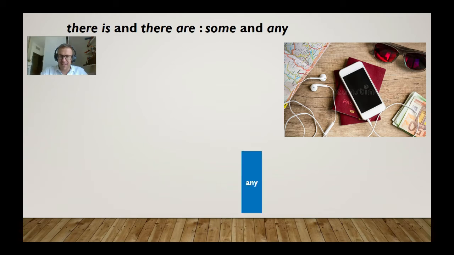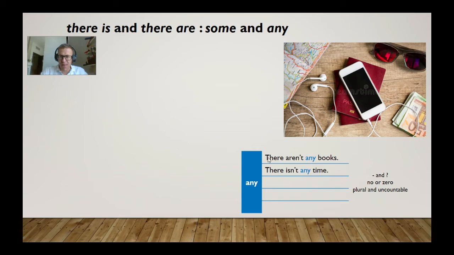Let's look at any. We use any for negatives and questions. So when it's not, no, or zero amount, and we use it for plural and uncountable as well. There aren't any books. There are no books on this table. There isn't any time. Time, surprisingly, is not countable. You can count seconds and minutes and days, but you can't count time.